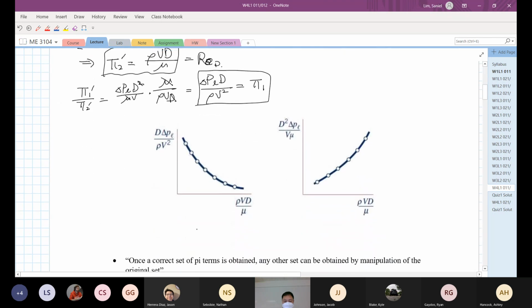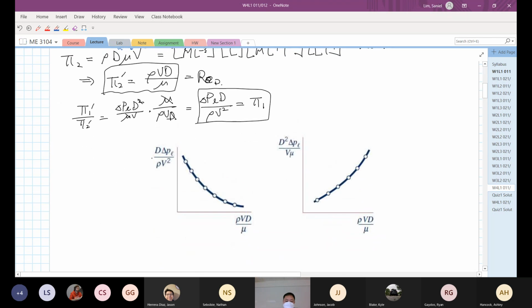If you look at here, I just put the two graphs here. So first, this one was pi 1. And this one is pi 2 prime, which is 1 over pi 2. And this is just the pi 2 prime. Of course, same, this is pi 1 prime. Okay. So you can just find a pair of the unitless pi terms here. The first pair is going to be pi 1 and pi 2 prime, or pi 2. That's fine. You can just take the reciprocal here.